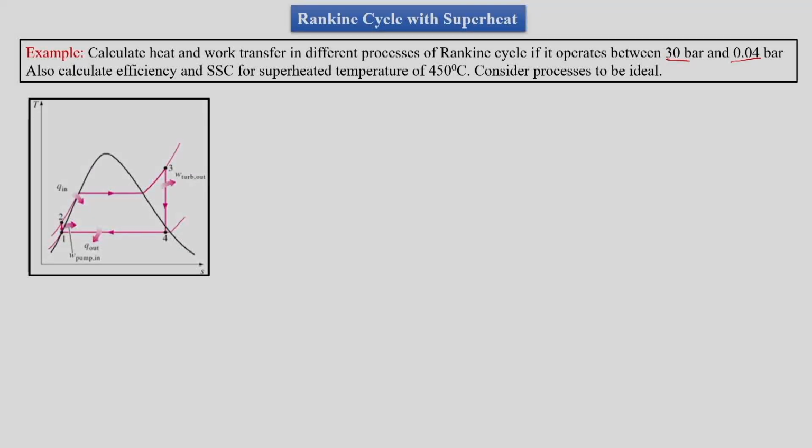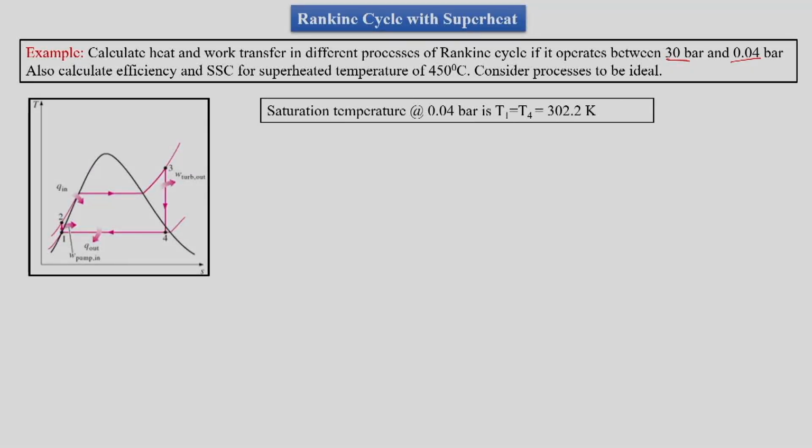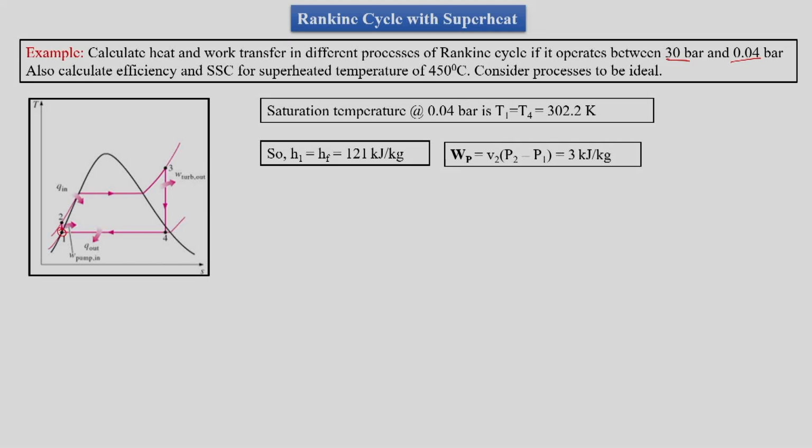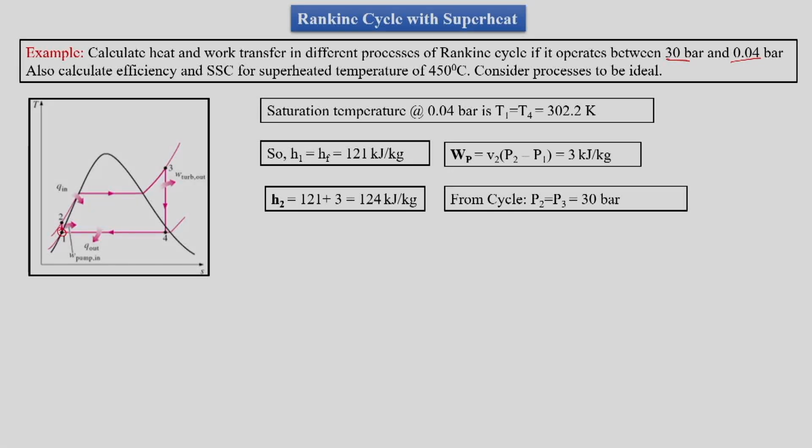So now this is our Rankine cycle. We know that the pressure at 1 is 0.04 bar, so we know the condition at 1, and hence the enthalpy at 1. We know the pump work, but in this example we are not told the efficiency, so we will take 100% efficiency of the pump. So we know the pump work, and we know the enthalpy at 2 from the pump work and H1. Then we need to know only state 3. We know that the pressure at 3 is 30 bar.